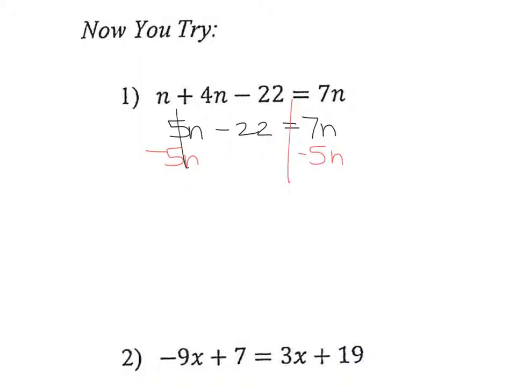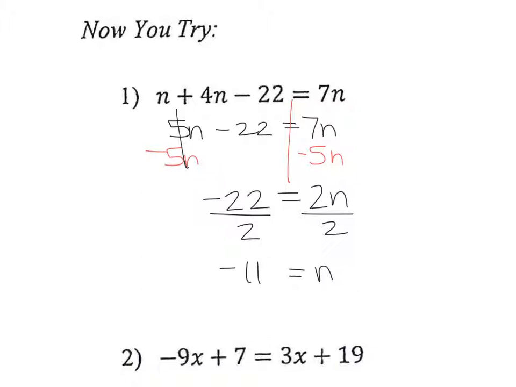So these two cancel out, and I get negative 22 equals 2n. Then I divide both sides by 2. So n equals negative 11 is my answer.